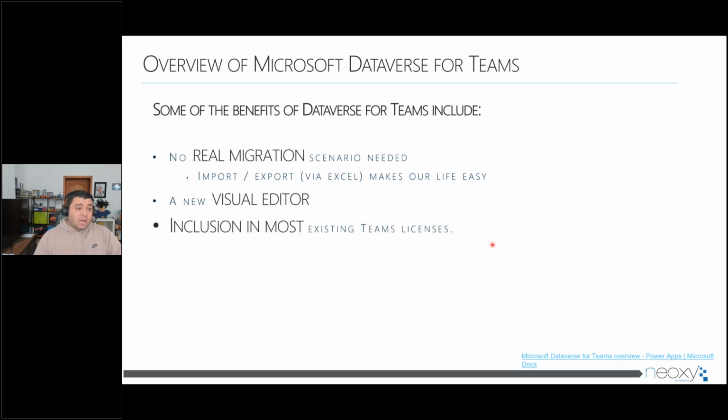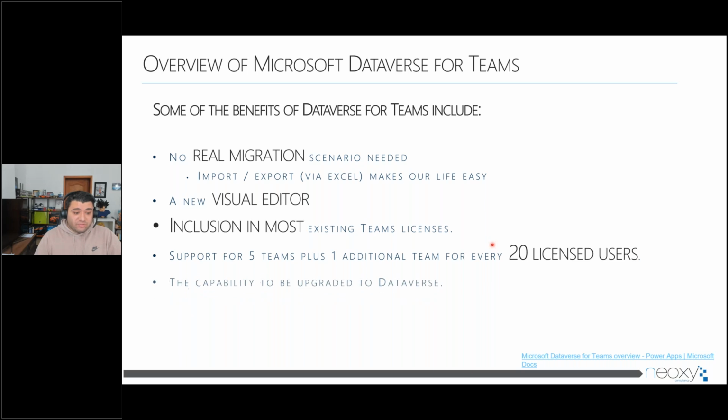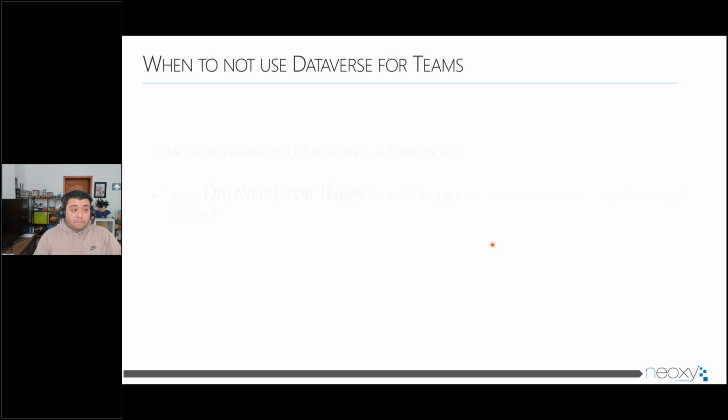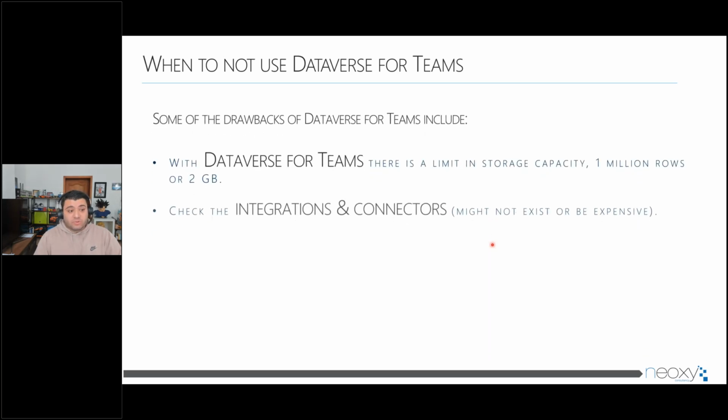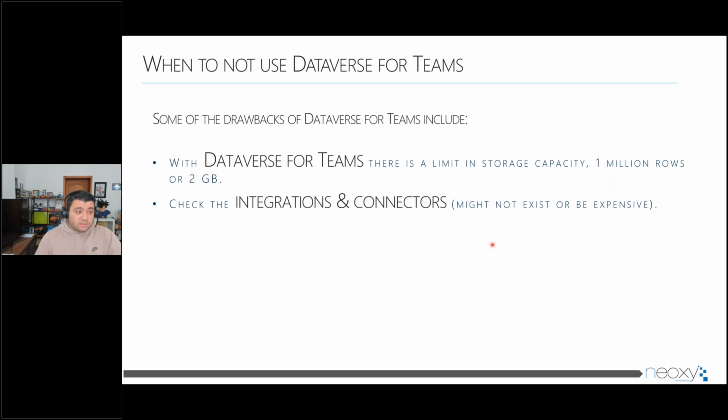A quick recap. Some of the benefits of Dataverse for Teams include an export functionality with Excel and a new visual editor. It's included in almost all Microsoft Teams licenses, and there is support for 5 teams plus 1 additional team for every 20 licensed users. As I mentioned, there is the capability to be upgraded, but there are also some drawbacks. One of them is the size. The integrations and connectors might not exist, or even if they exist, they are quite expensive. Everything is connected to your team.